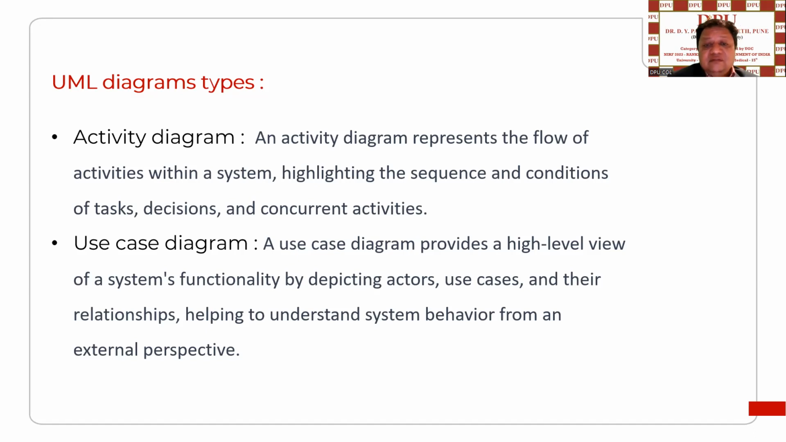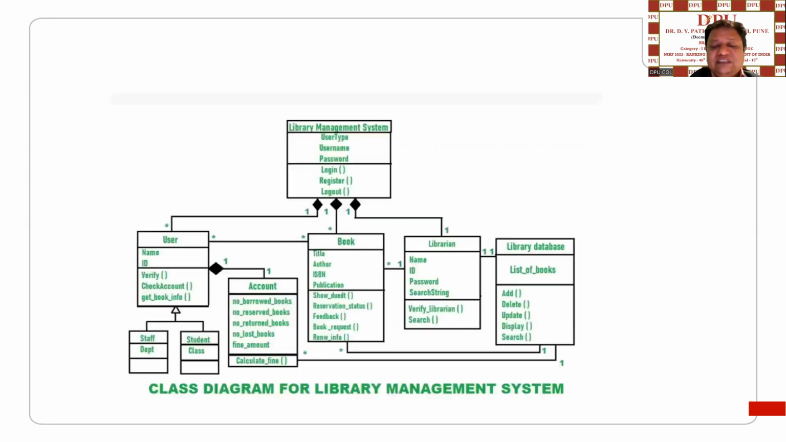The use case diagram provides a high level view of a system's functionality. If you want the high level functionality of a system, that can be represented with the help of a use case diagram by depicting the actors, the use cases and their relationships, helping to understand system behavior from an external perspective. So these are the three main prominently used UML diagrams.